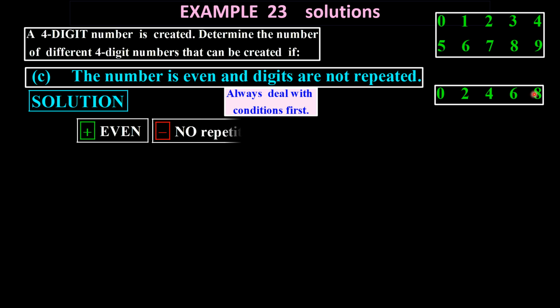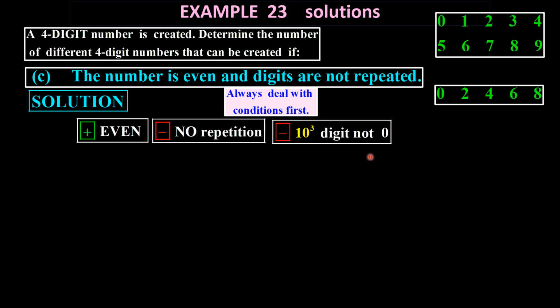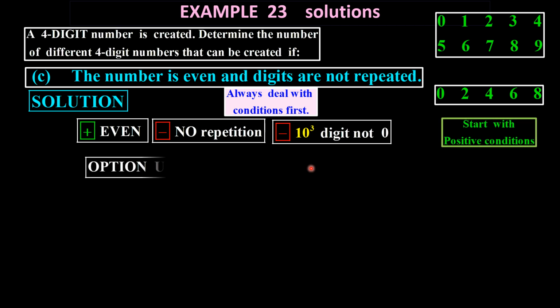Okay? But also remember that it says there no repetition is allowed, and we must not forget that in the thousandth place value there I cannot have a 0. Now you see in the units I could possibly have a 0, and in the thousands I must be careful about the 0. So we seem to have a conflict there. So it's important here that we try to sort out the positive condition. And what is the positive condition? Being even. Right? So always it's advisable to start with a positive condition there.